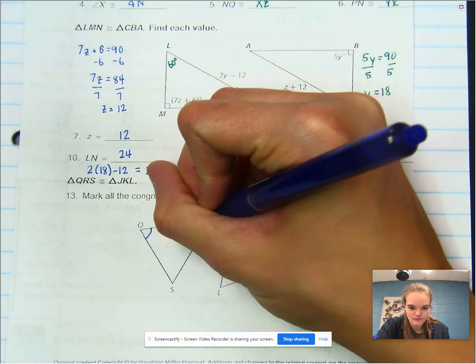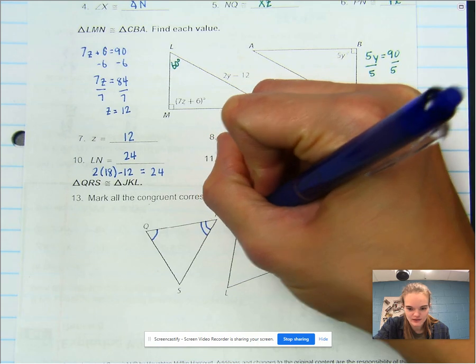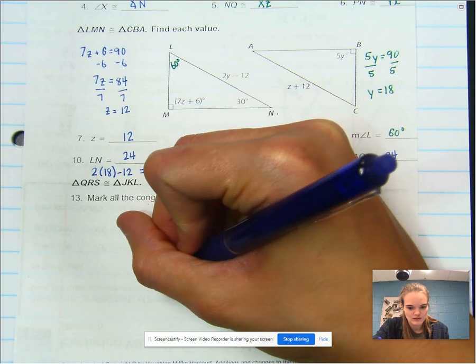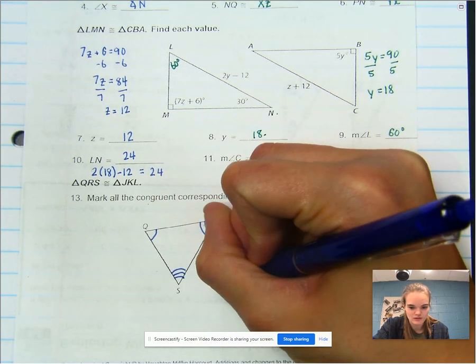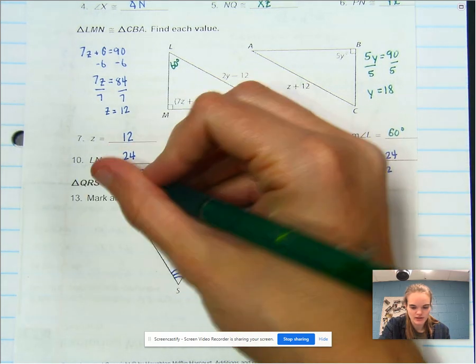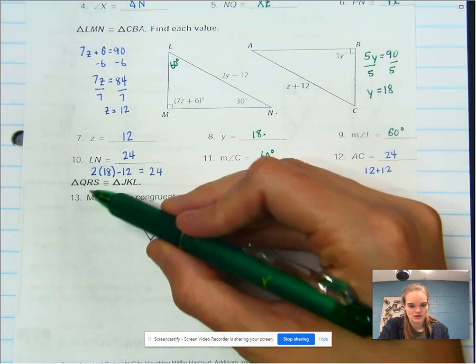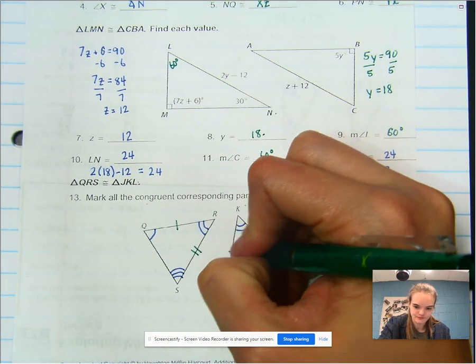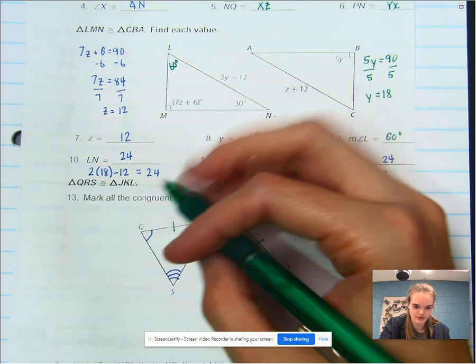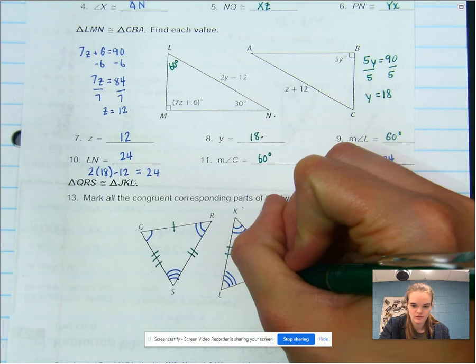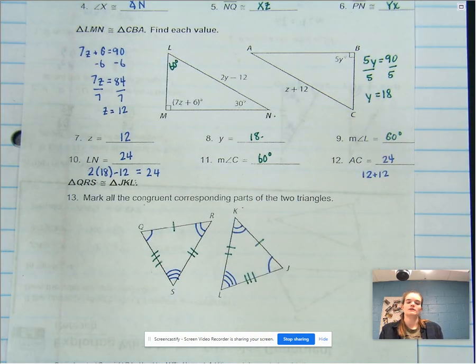R and K and S and L. All right, side lengths. QR, JK, RS, KL, QS, JL. There we go.